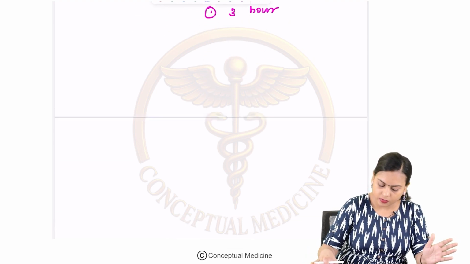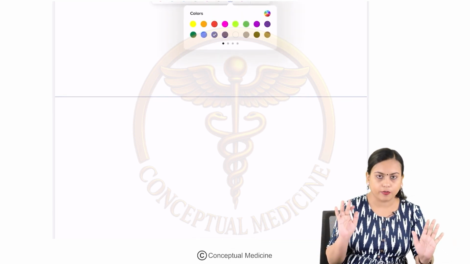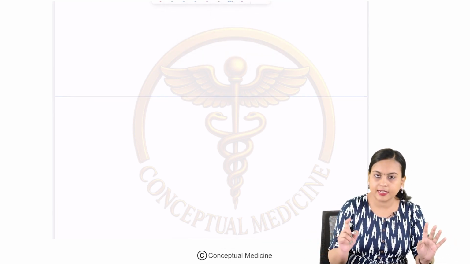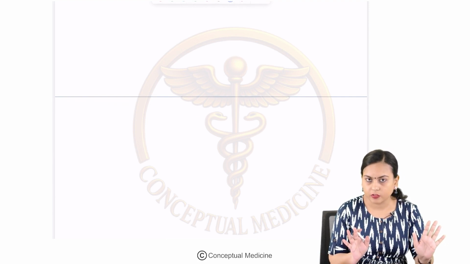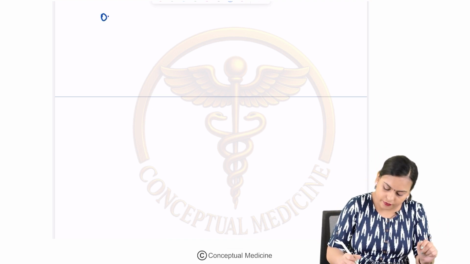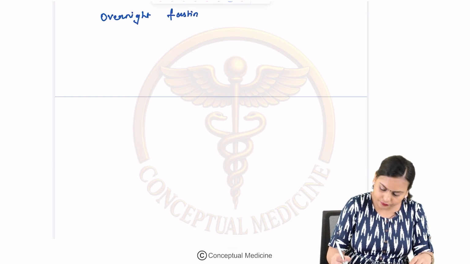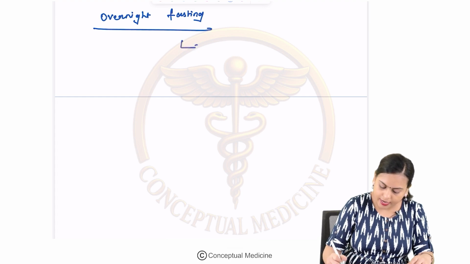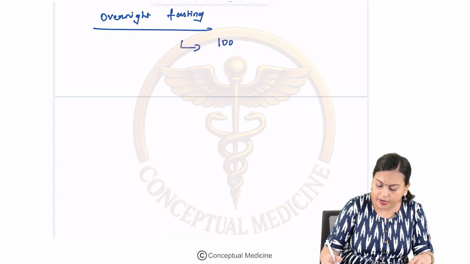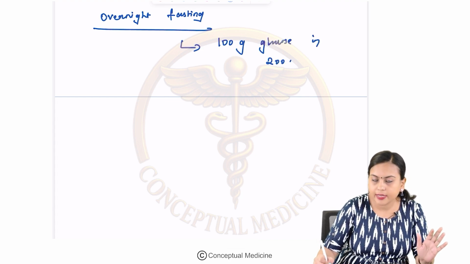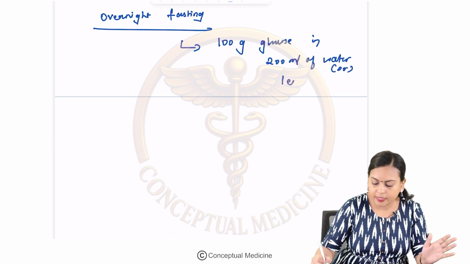In this test, I want overnight fasting. Previously, overnight fasting is not needed, irrespective of the meals, we are doing GCT. But for OGTT, overnight fasting is needed. Clear? So, we have to ask the patient to come with overnight fasting. And we will be giving 100 gram of glucose in 200 ml of water, or you can give it in lemon juice.